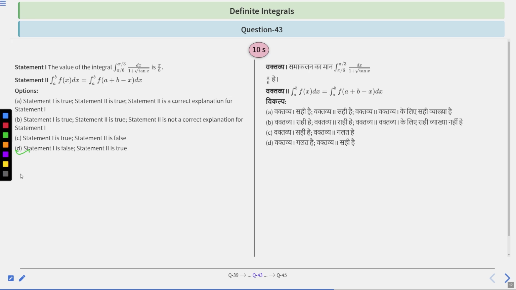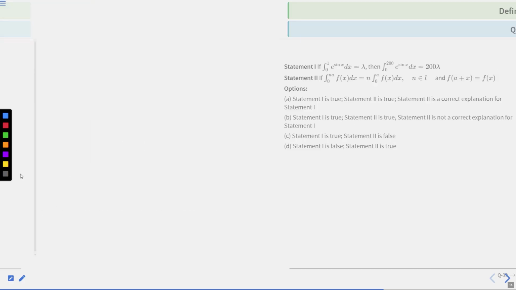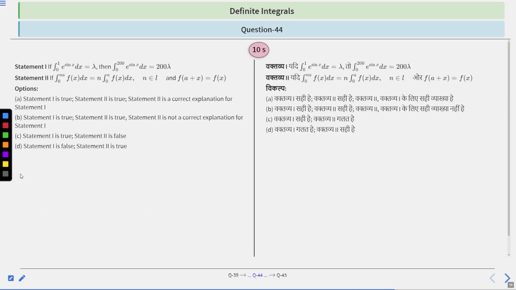Okay, let's move to the next question. Question number 44, which says, again we have two statements. Statement 1 says, if the integration of 0 to 1 e to the power sin x dx is equal to lambda, then the integration of 0 to 200 e to the power sin x dx is equal to 200 lambda or not. And statement 2 says that the integration from 0 to na of f(x) dx is n times the integration from 0 to a of f(x) dx, where n belongs to I, and it is true when f(a plus x) is equal to f(x). So we have to check whether statement 1 is true or false, and whether statement 2 is the correct explanation of statement 1 or not.